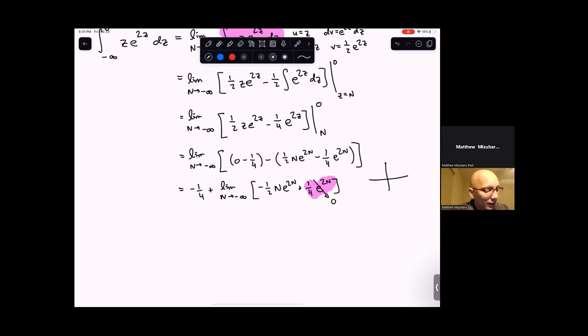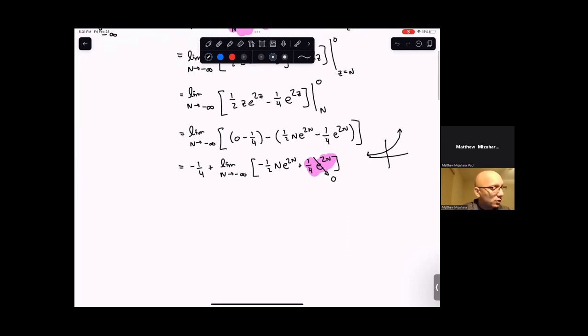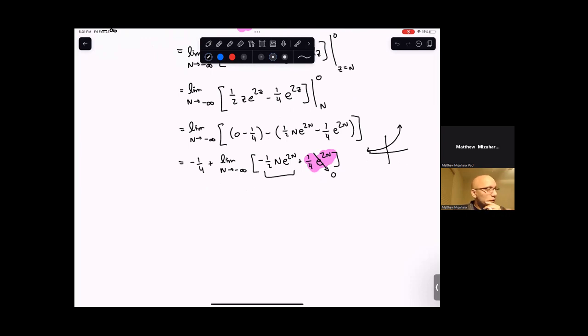I'm remembering my graph of e to the x. And so as I approach negative infinity, e to the minus infinity is going to be 0. And so what I need to do is calculate this part: the limit as n goes to minus infinity of n e to the 2n. Now, here's what I'm noticing. If I were to try to plug in negative infinity, the minus 1/2 doesn't really matter so much, but it's going to be negative infinity times e to the minus infinity, which really means I'm getting something like negative infinity times 0. Now, this is indeterminate, right? So I actually don't have an answer for this yet.